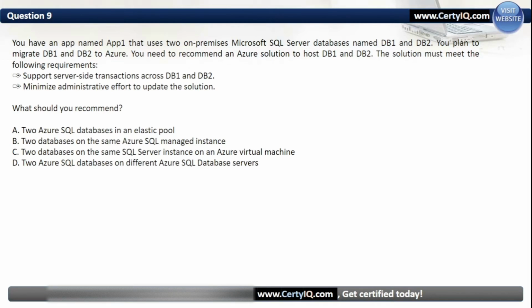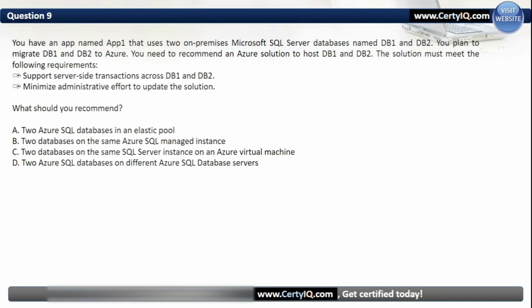Question 9. You have an app named App1 that uses two on-premises Microsoft SQL Server databases named DB1 and DB2. You plan to migrate DB1 and DB2 to Azure. You need to recommend an Azure solution to host DB1 and DB2. The solution must meet the following requirements: support server-side transactions across DB1 and DB2, and minimize administrative effort to upgrade the solution. What should you recommend?